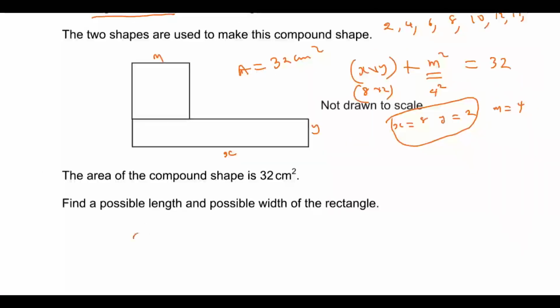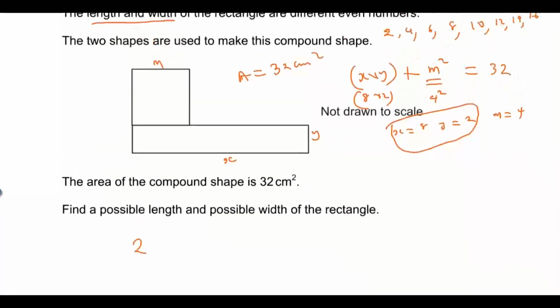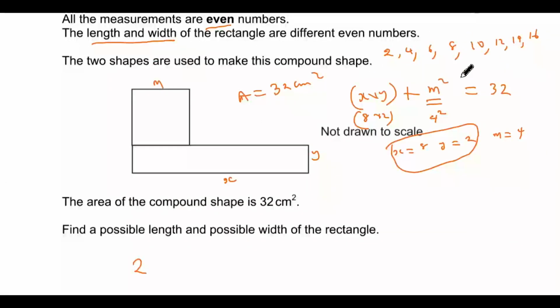If you take it to be 2, another possible option is to have 2 times 14, so we'll be left with 28. 2 times 14 will be 28. So out of 32, the rectangle has taken 28, so we'll be left with 4, which is a square number.